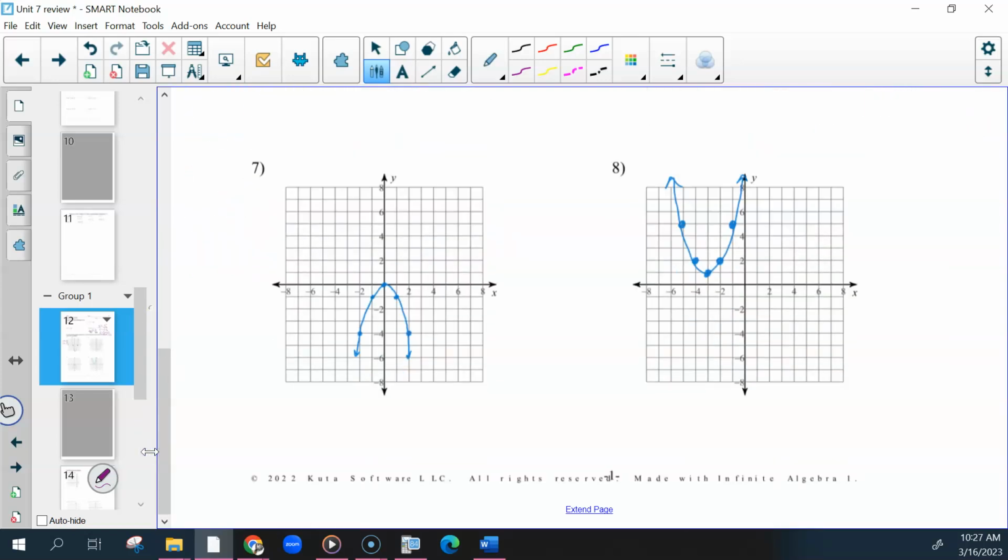Does 8 cross the x-axis? No, so there's no solution. Brian? Does number 7 cross? Yes, but just once. In the middle.